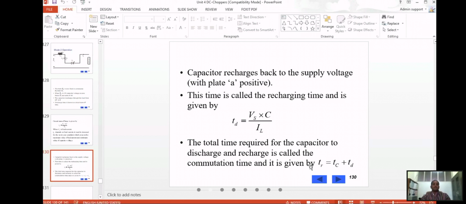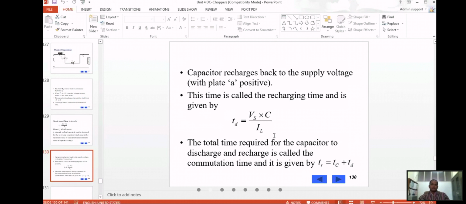The recharging time is given by Vs into C divided by IL. So the recharging time will depend on Vs, the source voltage. This is the total time required for the capacitor to discharge and recharge. If you are asked how much time is required to charge and discharge this capacitor when designing a circuit, the total time period will be the addition of these two, the charging and discharging times.